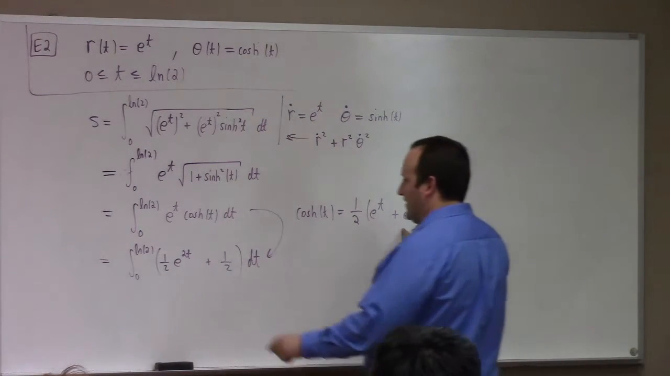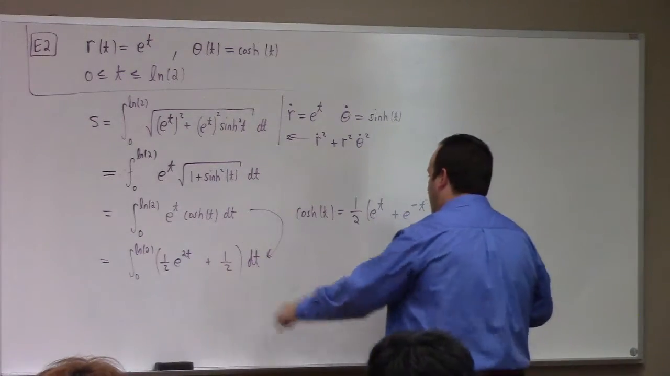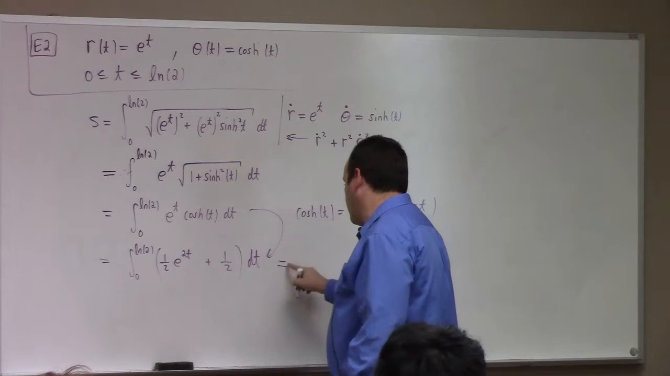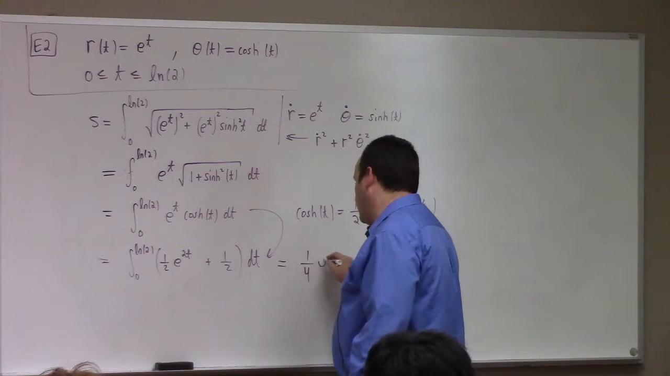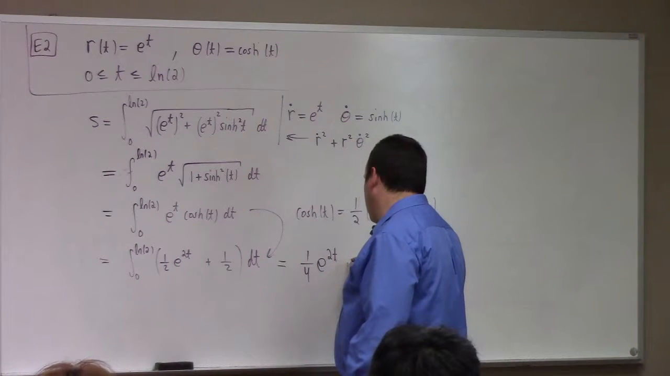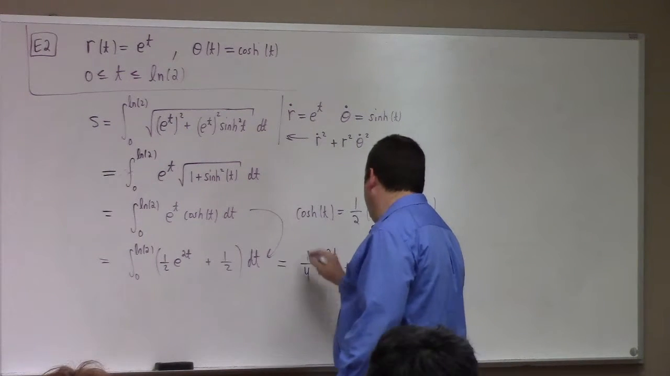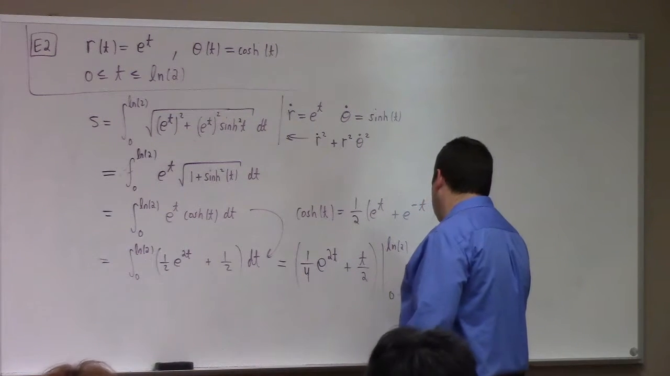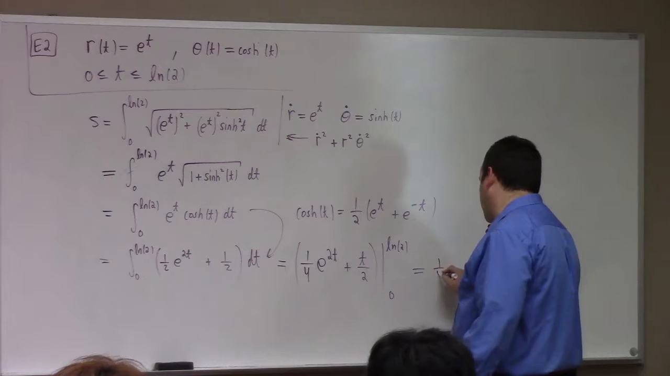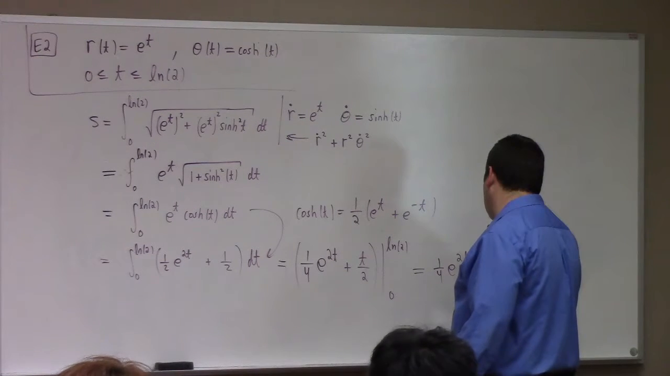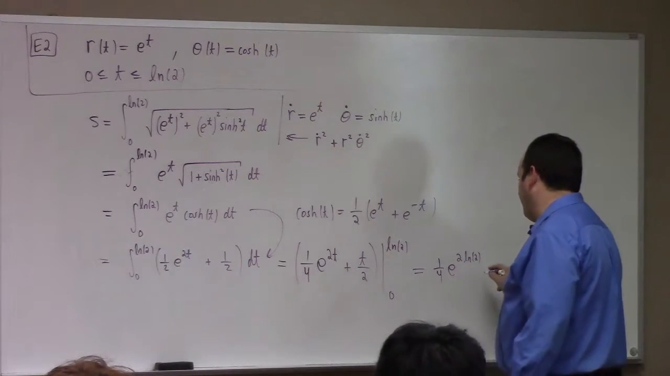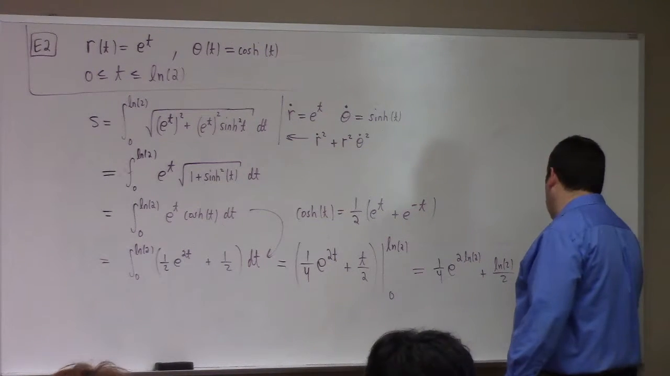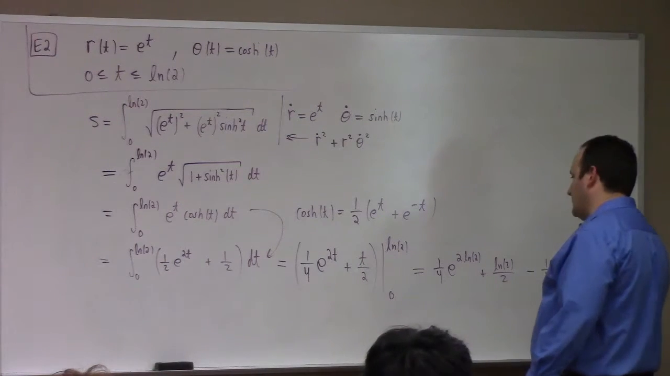So this is the natural enemy of that. It just gives you half when you multiply. And now you can integrate. So you get 1/4 e to the 2t plus t over 2. You've got to evaluate that from 0 to log 2 and see what happens. Looks like we get 1/4 e to the 2 log 2 plus log 2 over 2 minus 1/4 e to the 0, which is just 1.